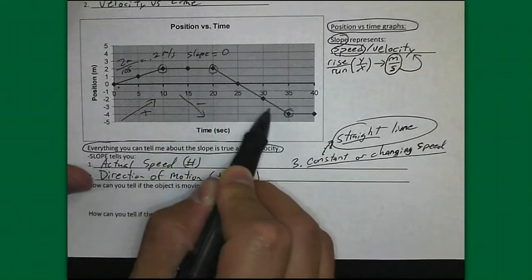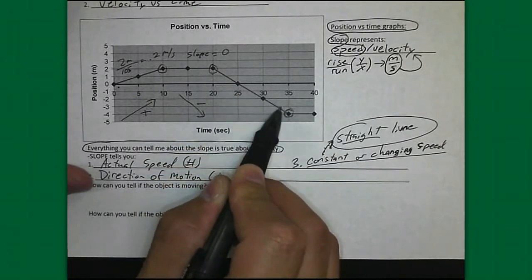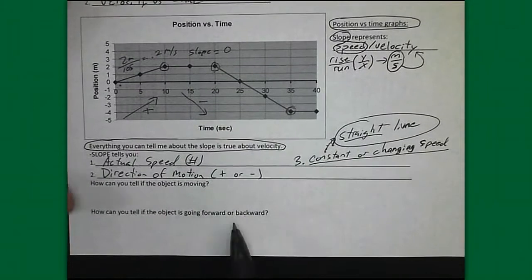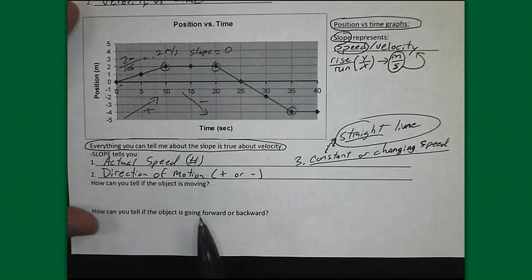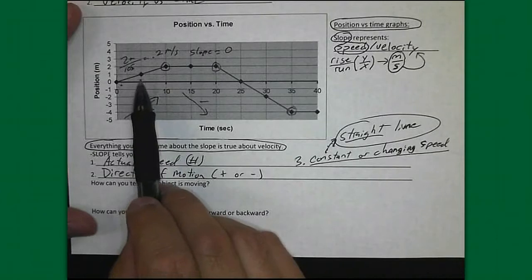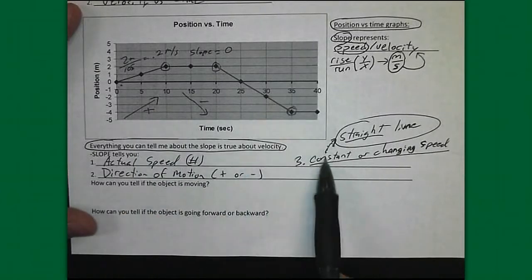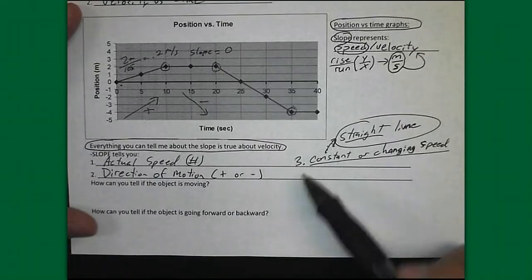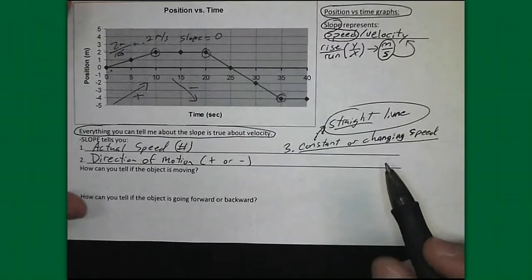If you calculate that slope, which is the speed, that's a negative 0.2 meters per second. Constant speed of 0. So we can calculate the actual slope, that'll tell you the speed. You can figure out the direction of motion as to whether the slope is positive or negative. And you can figure out if it's constant speed or non-constant speed.